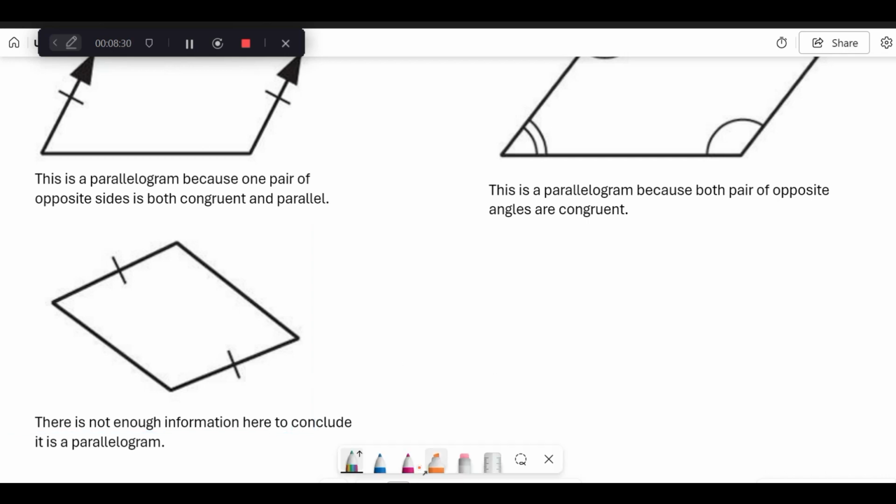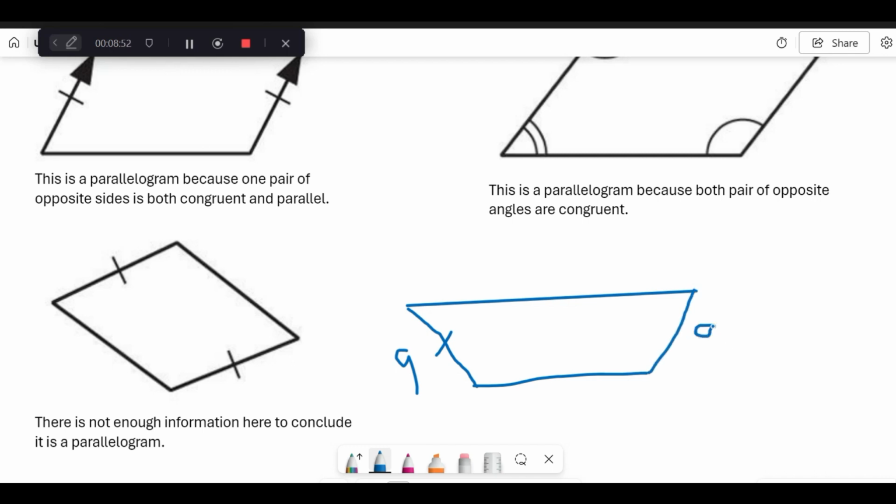Let me draw a really, like, an example. If I had a side like this, then a parallel side, let's say like this, then I connected them, and let's say this measured, I don't know, 9 units. And let's say this over here also measured 9 units. Well, I have one pair of opposite sides that are congruent to each other, but this is not a parallelogram because, well, it's maybe a trapezoid, right? It's not enough, okay?